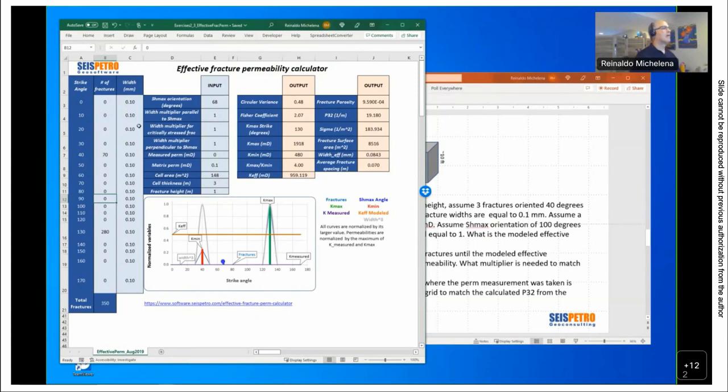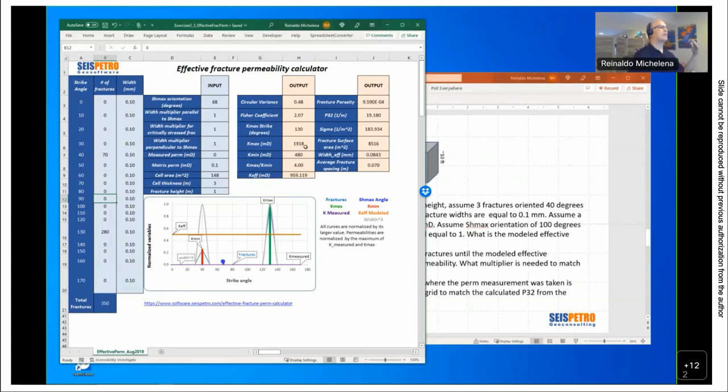This is the aperture, that in this case all fractures by default we have 0.1 millimeters, and then we introduce the orientation of the maximum horizontal stress. We put these multipliers that I referred to: parallel to SH max, critical stress fractures, and perpendicular to SH max. We input the measured perm, the matrix perm, the area of the cell, thickness, the fracture height.